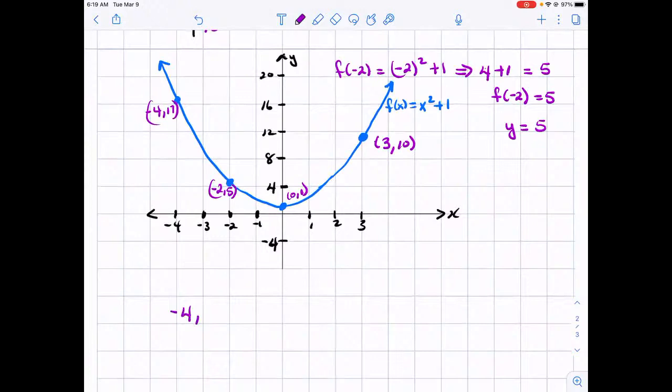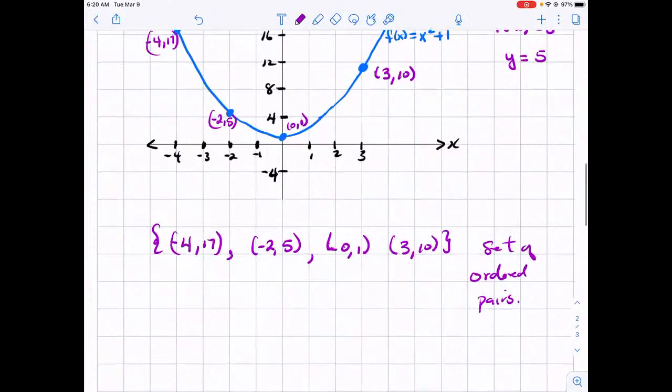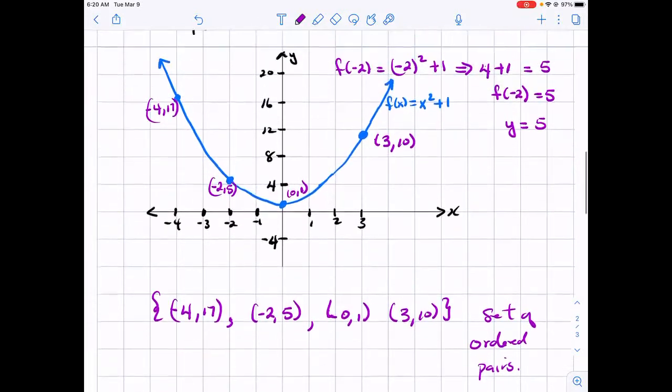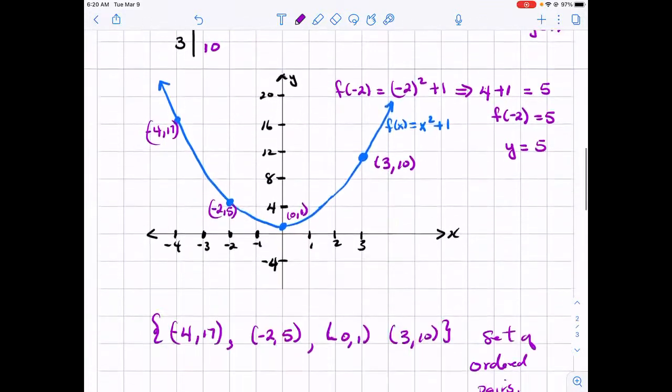So minus 4, 17, okay? Minus 2, 5, 0, 1, and 3, 10. These are your ordered pairs. This is the set of ordered pairs. Okay. And when you plot them, that's how come you get the graph. So that was just a quick review of how you get your graph.